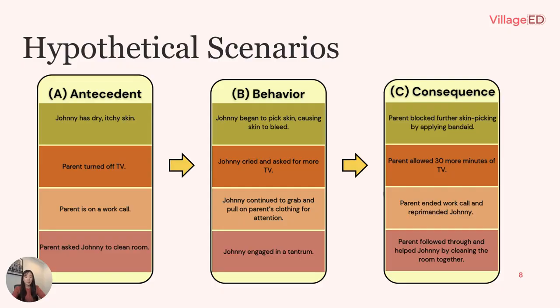So I've broken down some hypothetical scenarios here into this ABC framework. Technically, I've created them so that each scenario reflects a specific function, whether it's sensory or automatic, tangibles, attention, or escape. So the first scenario here, A, Johnny has dry, itchy skin. B, Johnny began to pick at his skin, causing his skin to bleed. And C, parent blocked further skin picking by applying a Band-Aid. And from this, I can hypothesize or predict that Johnny's skin picking might be attributed to sensory or automatic functions.